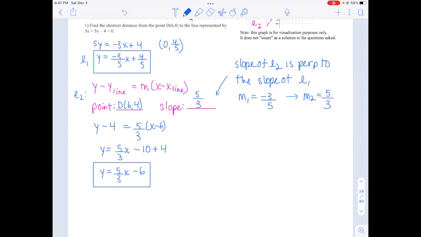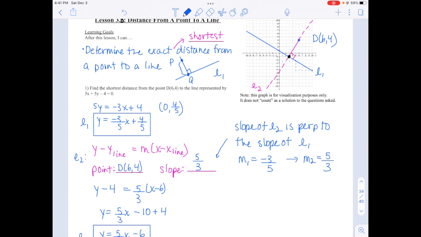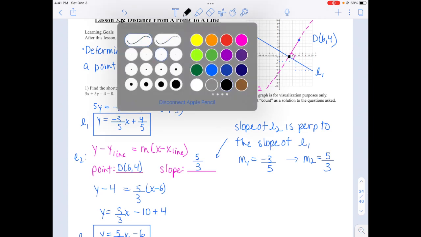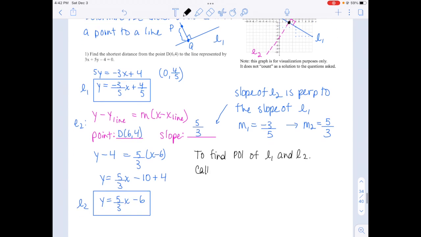and if I go back to my picture, the next step is to find the POI of L1 and L2, and we're going to call it Q. Call the point Q.